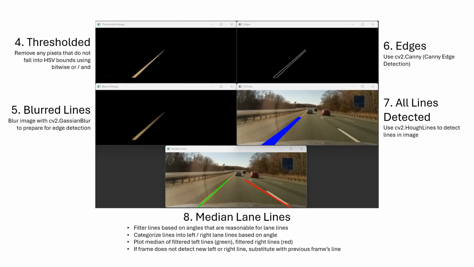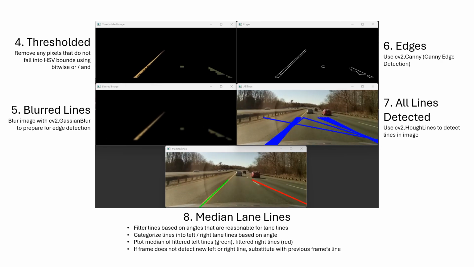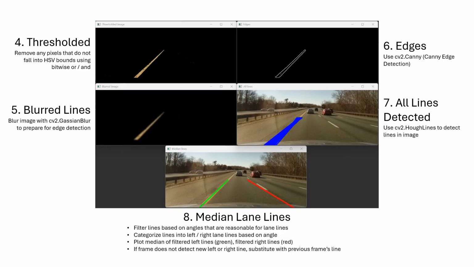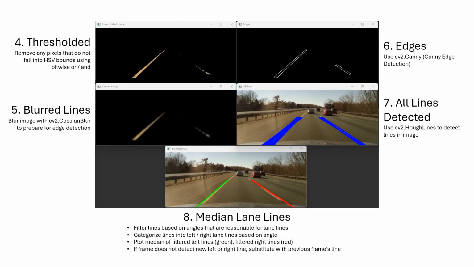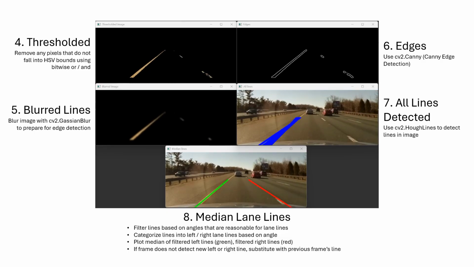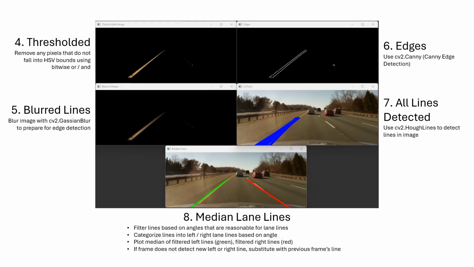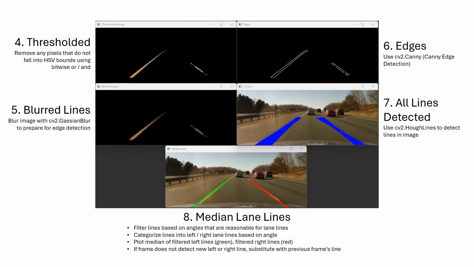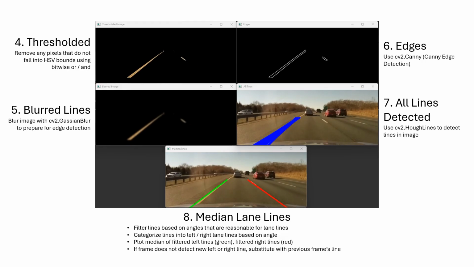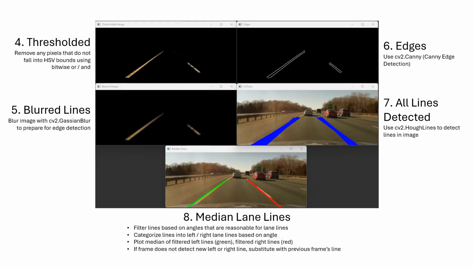Next, any pixels that don't fall into the HSV color bound set for yellow and white lane lines are removed using bitwise operations. This image is blurred using a Gaussian blur to prepare it for edge detection. Next, the edges are detected using Canny edge detection.